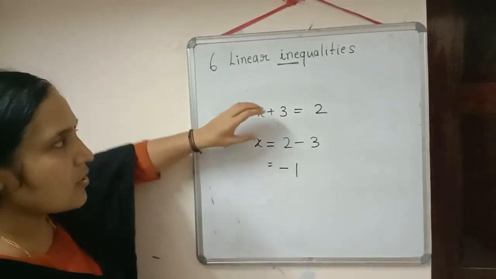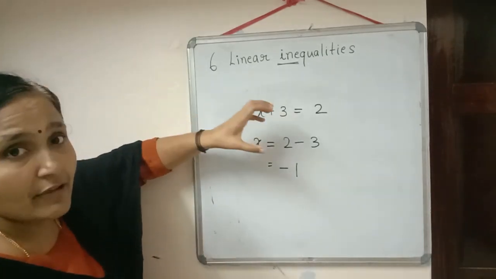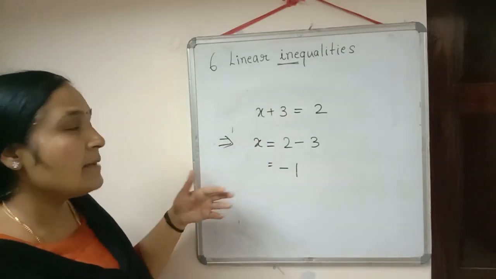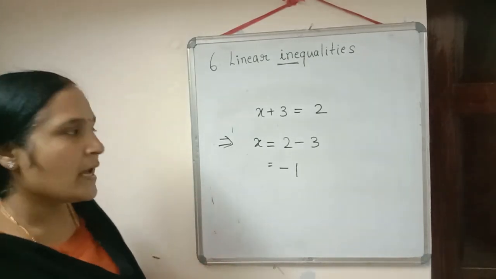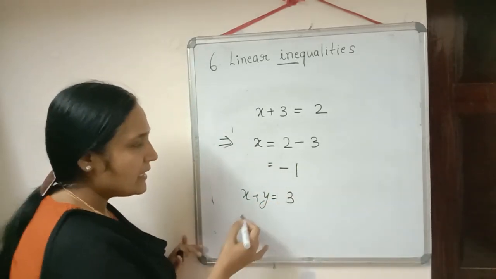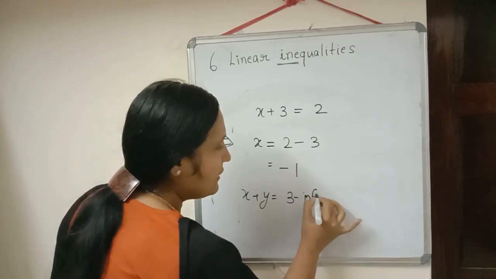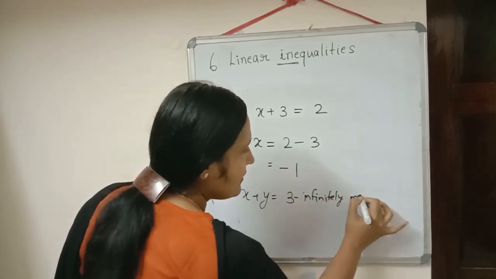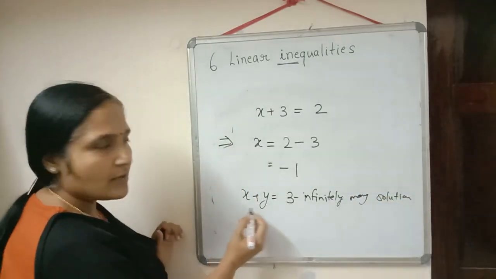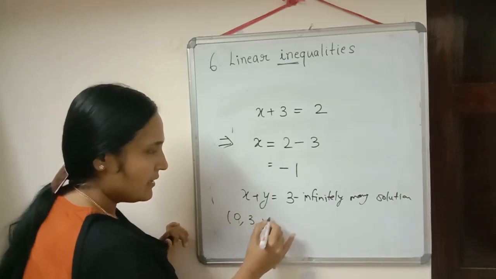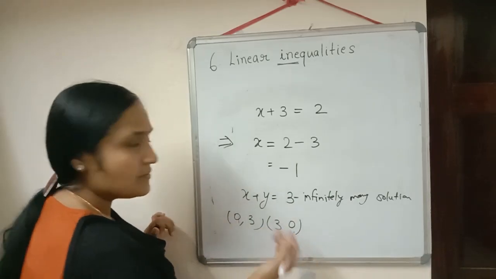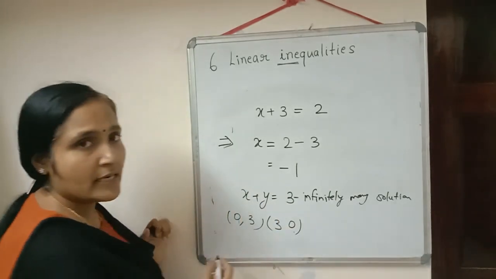No. When we solve a linear equation, there is a particular value of x which satisfies the given equation. Same case with two variables also. If it is x + y = 3, we studied that a linear equation in two variables has infinitely many solutions. If you substitute x = 0, you get y = 3. This is one solution. If you substitute y = 0, you get x = 3. In this way, you can find so many solutions.